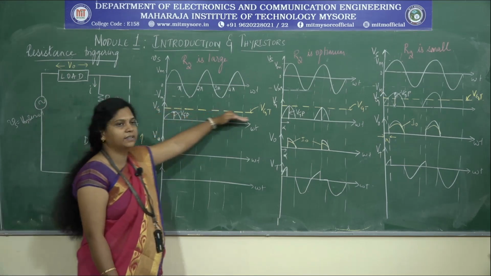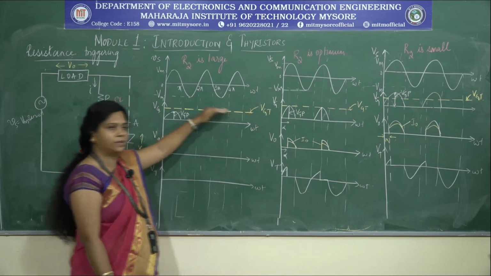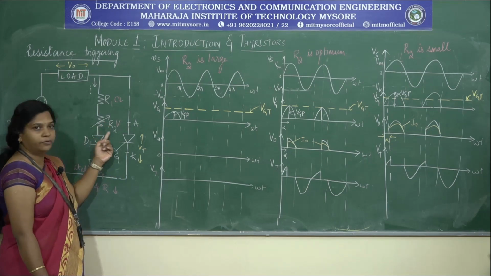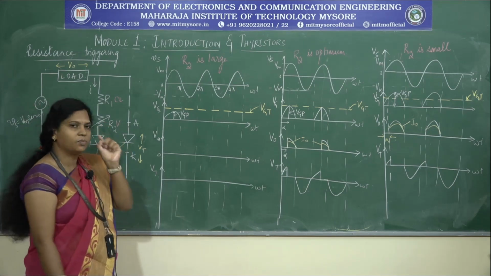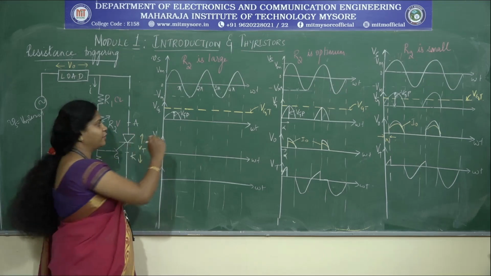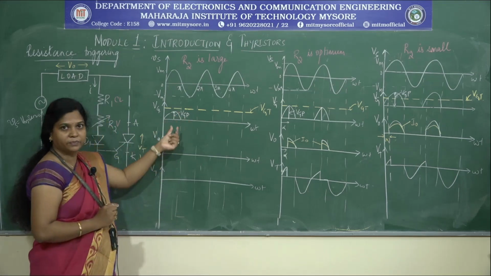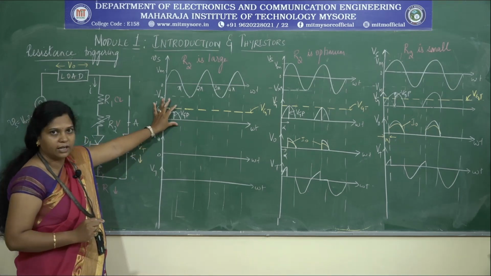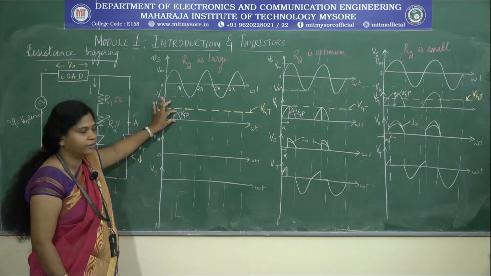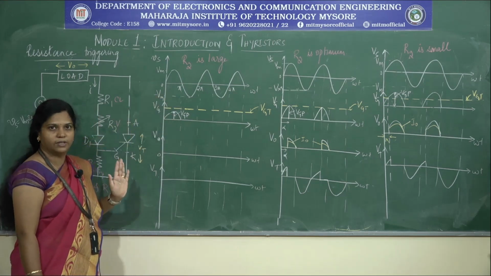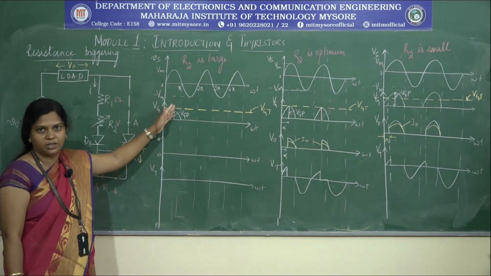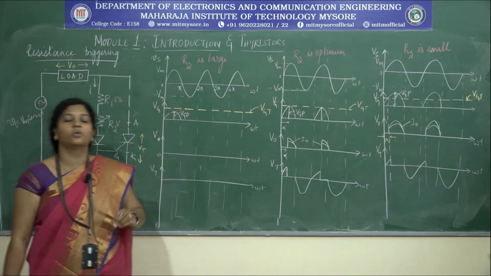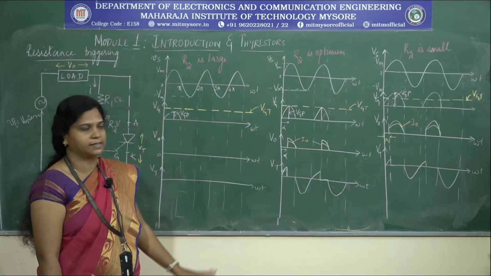Let us assume the gate threshold voltage is some value VGT here. Now when the value of R2 is very large, what happens? Small current flows, so you are going to get a small peak here, the voltage across gate to cathode. When this voltage is very small, the peak value is not touching the threshold value itself. Then the gate pulse is not touching the threshold value, so there is no possibility of turning on the thyristor.